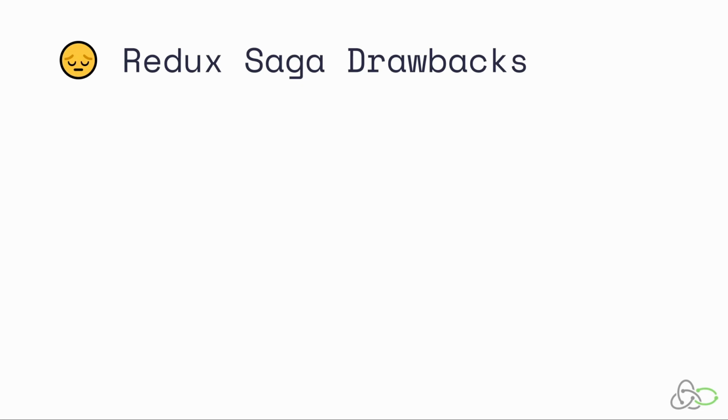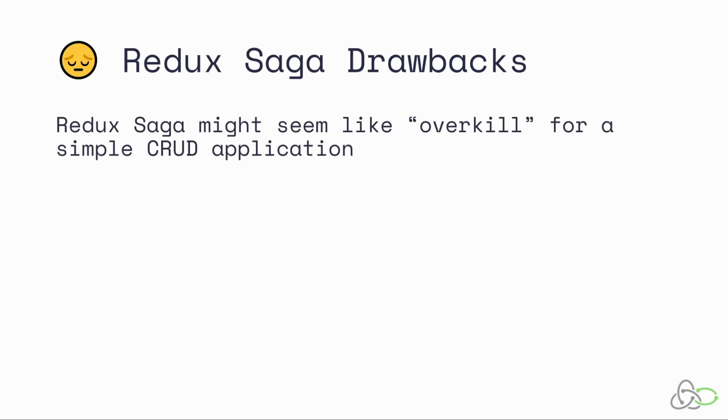Again, I think it's important to talk about drawbacks. While Redux Saga is a really powerful tool and can do a lot of things like concurrency, there are trade-offs. Redux Saga might seem like overkill for a simple CRUD application. It might be adding a lot of overhead for a simple app. There are alternatives to this. One is React Query, which is very popular, and I might discuss it in a different video.